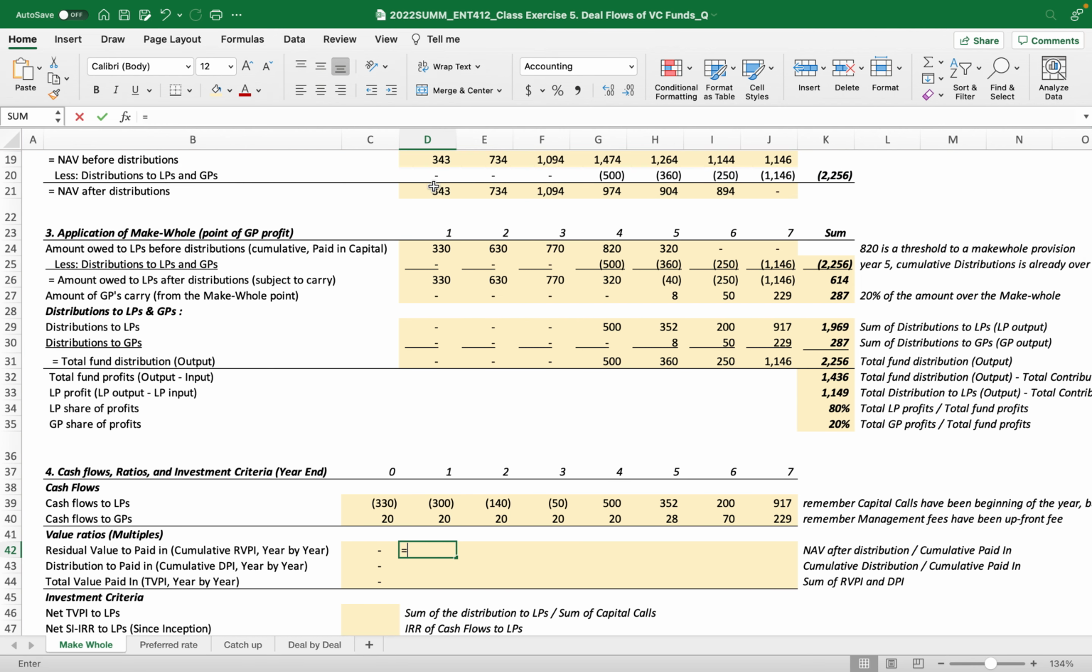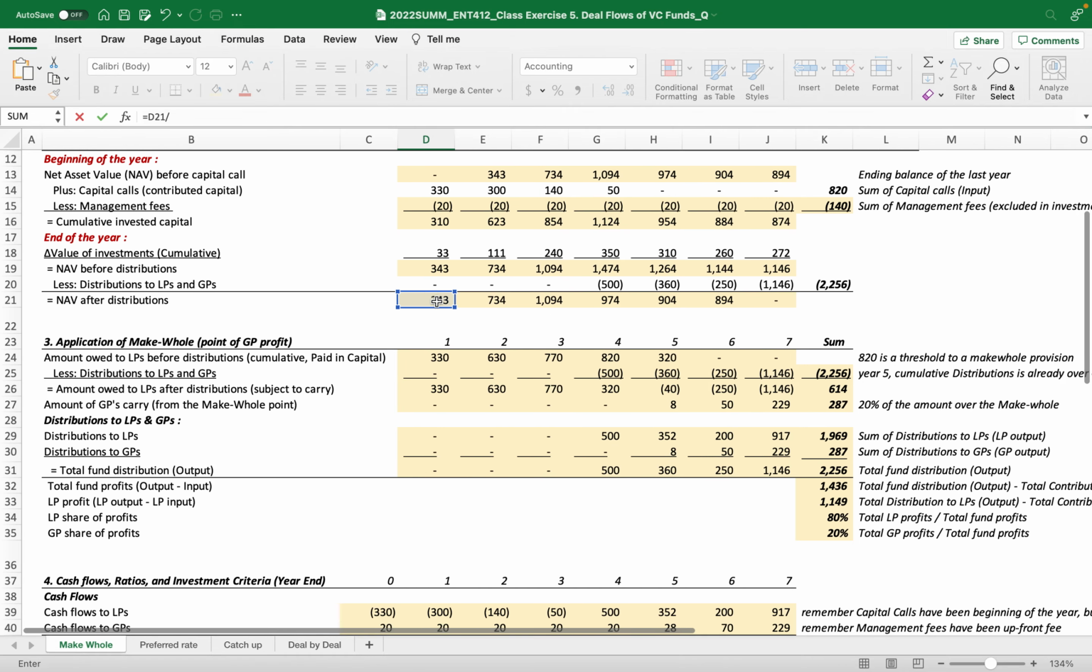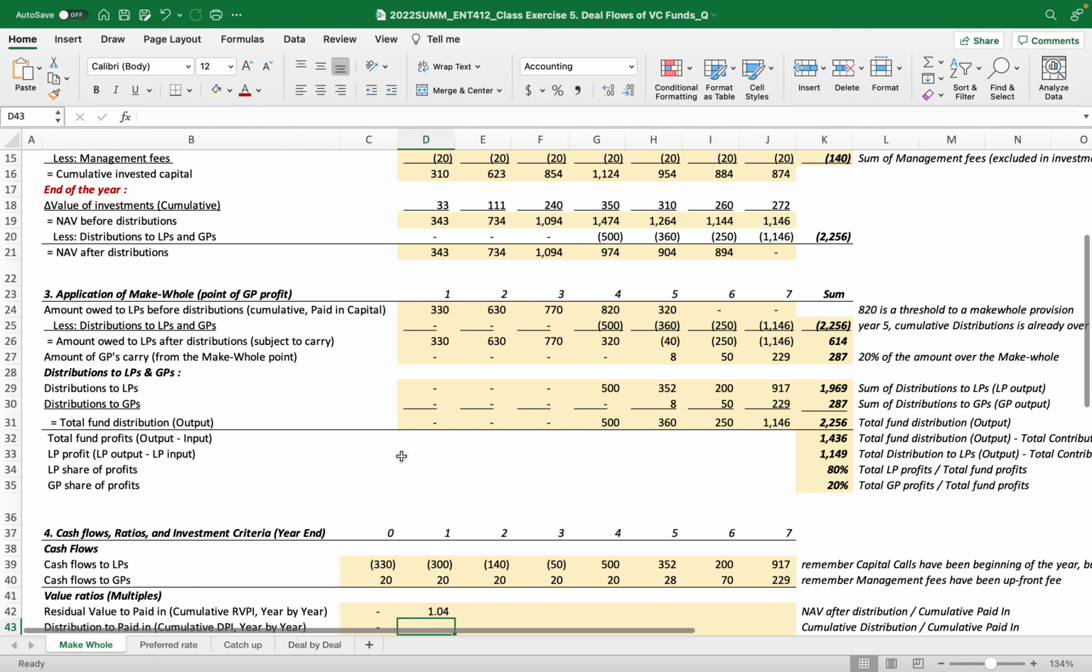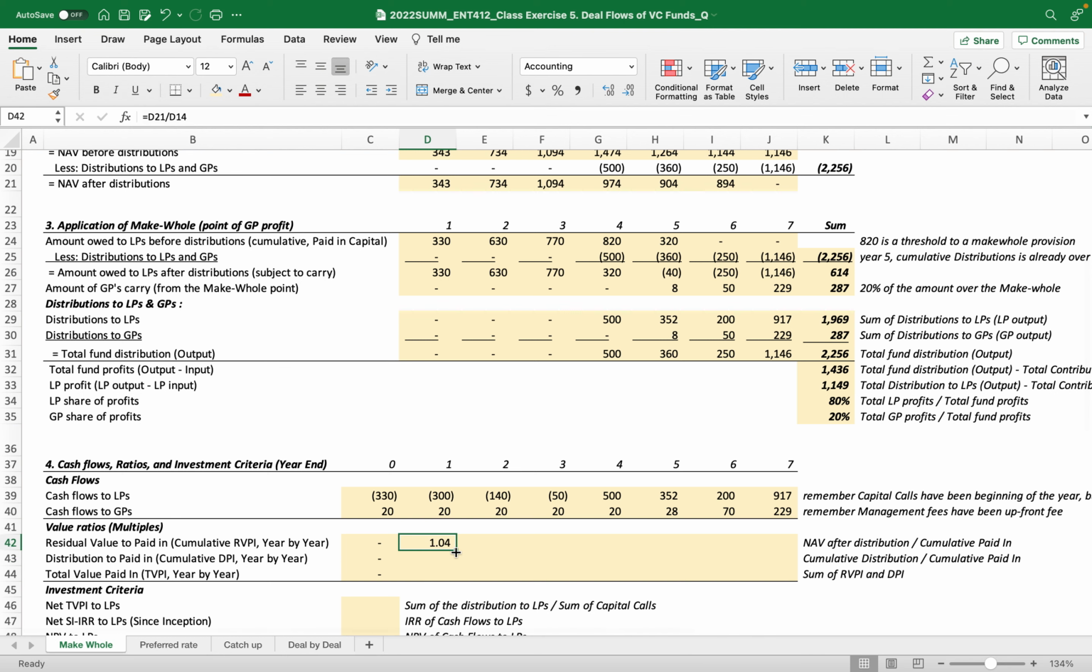The value remaining is 343. Then divided by what is the paid-in amount? Paid-in amount is, there you go, 300. You got it, right? So 1.14. Next year is 1.0. That is now the residual value.